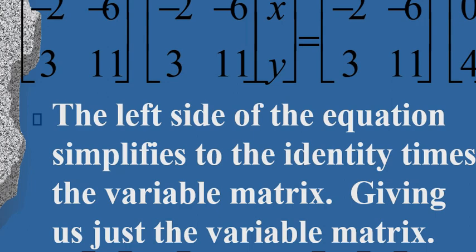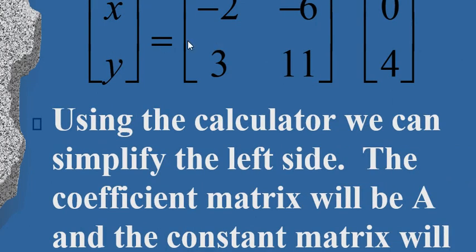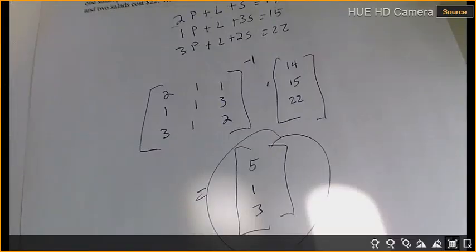So let's write this part down at the top. We're going to use the calculator to simplify the left side. The coefficient matrix will be A and the constant matrix will be B. We will find A to the -1 times B. This is really straightforward. We're going to stop right here and I'm going to pull up my calculator and look at how to put it in.